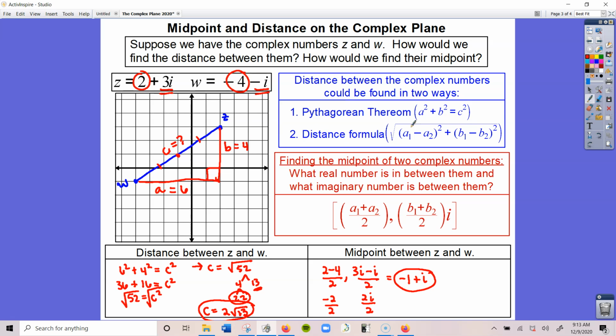And if I use the distance formula, a1 and a2, that would be the real numbers. So 2 minus negative 4 becomes 2 plus 4, squared, plus 3 minus 1. We just take the number of the complex number. We don't actually take the i if we use the distance formula. So 3 minus negative 1 becomes 3 plus 1 squared. And we get here that this is 6 squared plus 4 squared, which looks exactly like this. And then we end up square rooting it, which we do here.